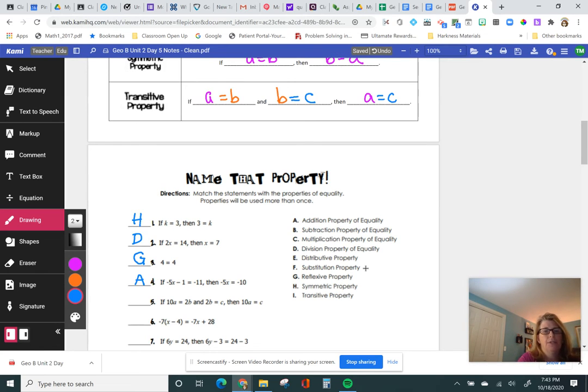If 10a equals 2b and 2b equals c, then 10a equals c. Well, we know that these are equal, and we know that these are equal. So I know that the outsides are equal. That's that transitive property. This one, if negative 7 times the quantity x minus 4 equals negative 7x plus 28, that is that distributive property. We use that distributive property to distribute the negative 7. So that's going to be E.